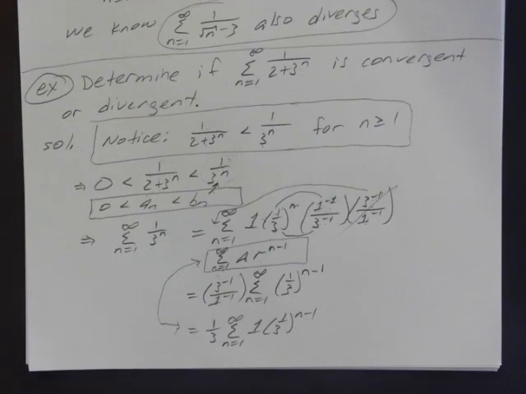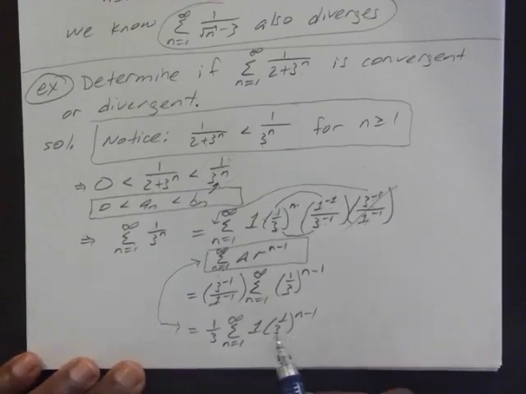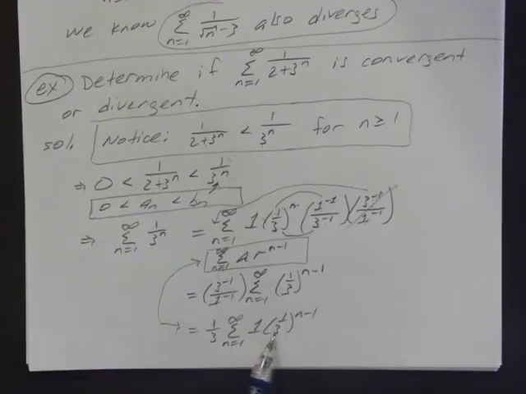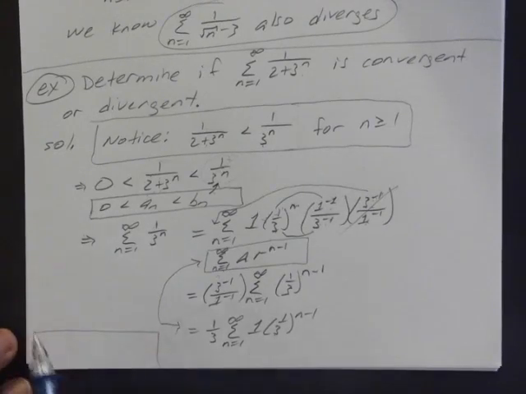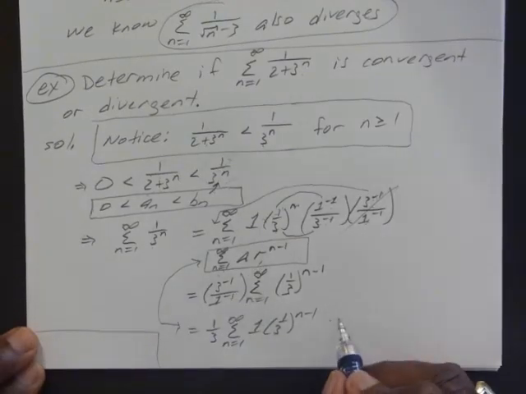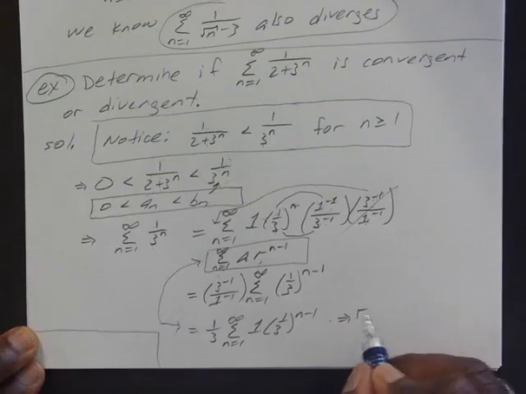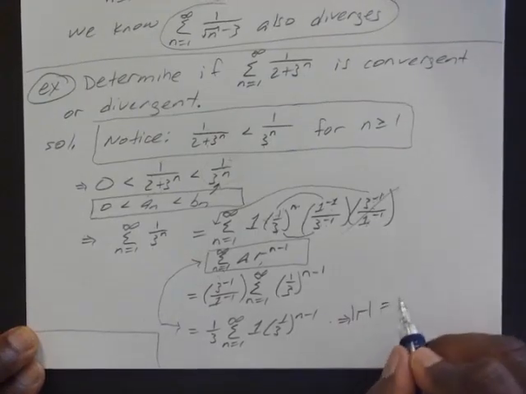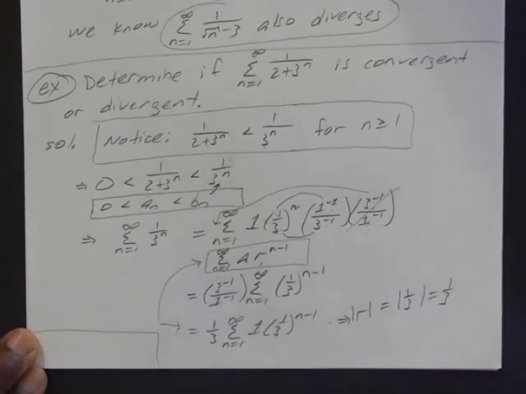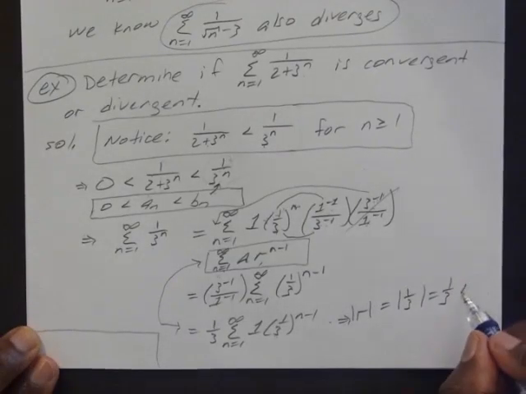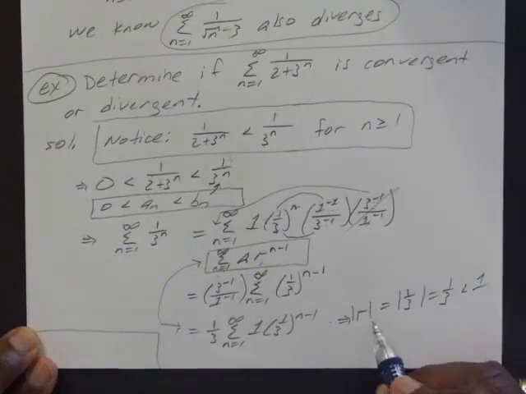Okay, so we could see here that our r is equal to 1/3. Because remember our geometric series, we want the absolute value of r. Now I'll put it over here. The absolute value of r is equal to the absolute value of 1/3, which is 1/3. And 1/3 is less than 1, so we know it converges.